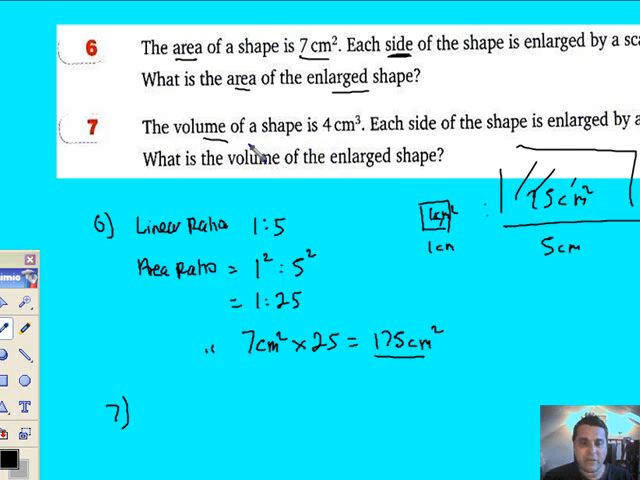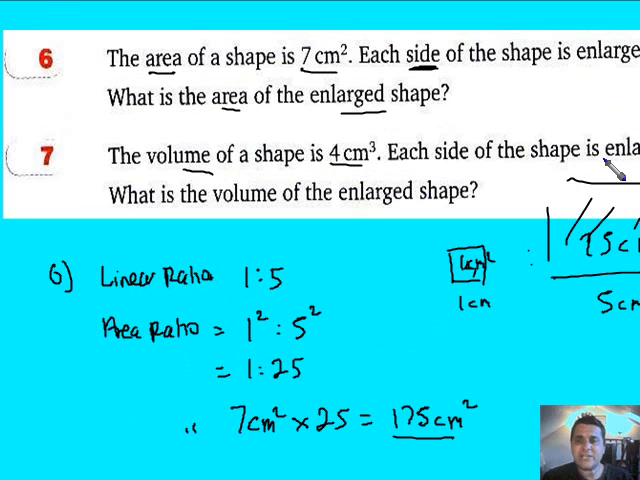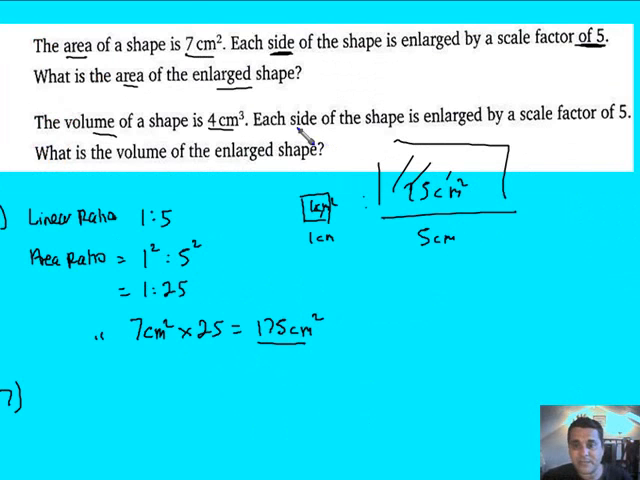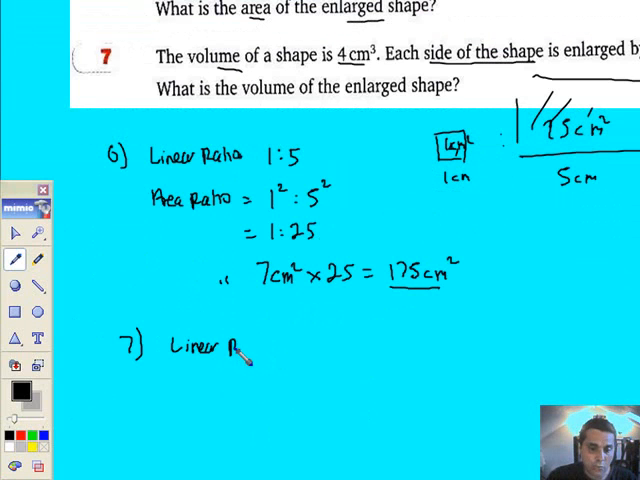The volume of a shape, right, volume is 4. Each side of the shape, that's the line length, the linear length around the perimeter, is enlarged by a scale factor of 5. What is the volume of the enlarged shape? Now here I go again. I've been given a linear ratio, and it's 1 to 5 again. Alright, these are starter questions, but they're grade A nevertheless.